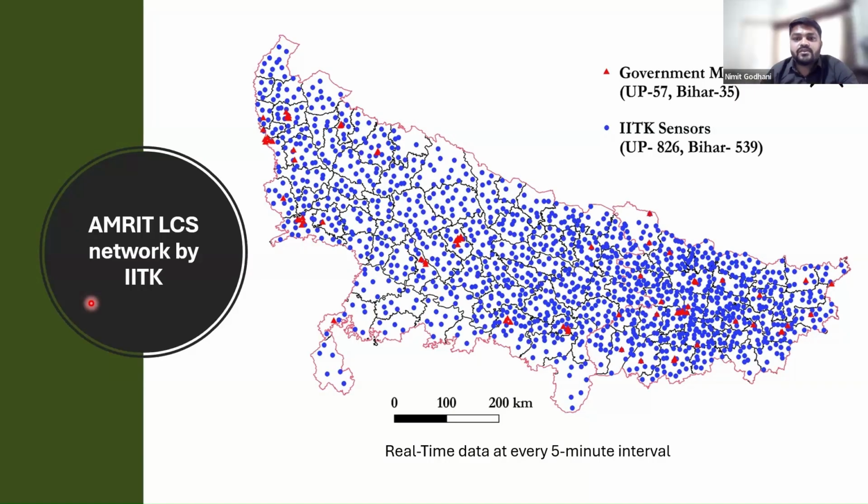So you can see the red dots are the government or reference grade monitors. They are very sparsely distributed, with hundreds of kilometers between two sensors. In between, what is happening, nobody knows. Where the pollution sources are, nobody knows. So to fill this gap, in the entire area, at each and every block level, we have installed local sensors, and you can see on the map how dense a network we have created in these two states.